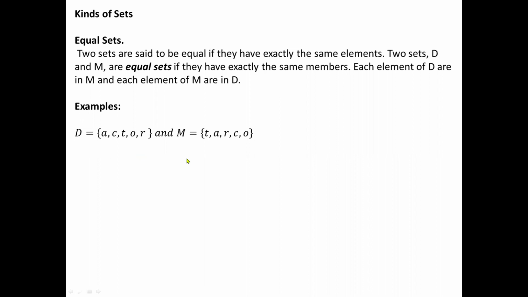Set D and M. Parehong may A, parehong may C, parehong may T, parehong may R, parehong may O. Ang set D at ang set M, 5 ang element ni D, 5 din ang kay M. Ano man ang meron ng D, meron lahat si M. And vice versa, ano mang meron ng M, meron lahat si D. Klaro ba ang explanation, mga anak?